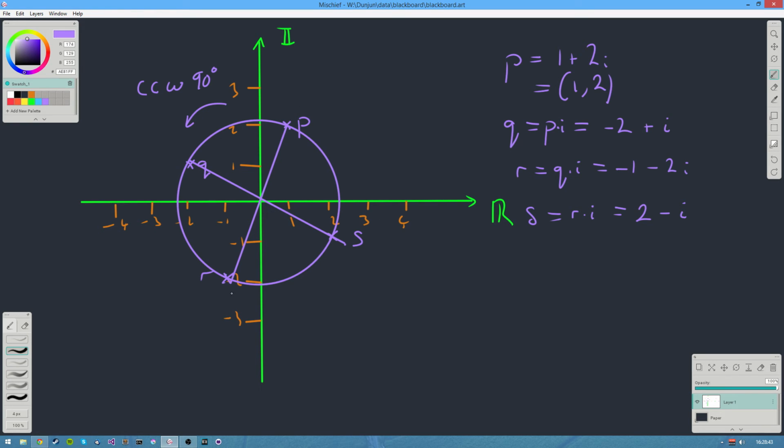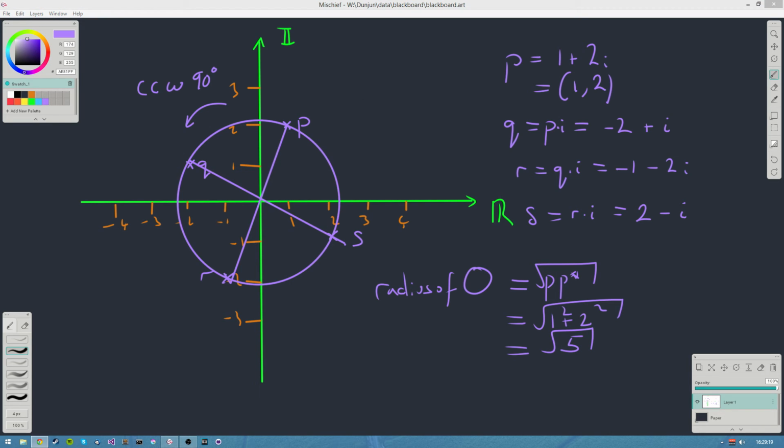So the length of this complex number, the square root of the norm, or the magnitude of it, is always constant. So it's kept to this unit circle, where the radius of the circle is actually equal to the square root of p star p, which turns out to be the square root of 1 squared plus 2 squared, which equals root 5. So the length of this is kept the same. And this is why we can express them as rotations. So multiplying by i rotates by 90 degrees every time.